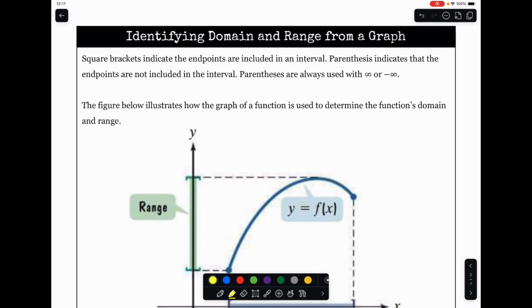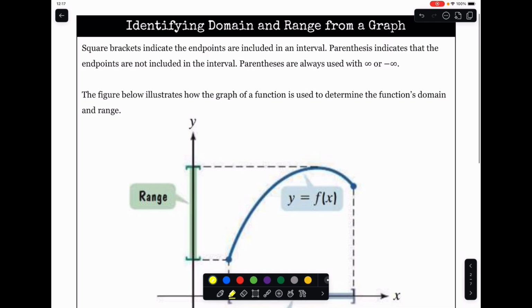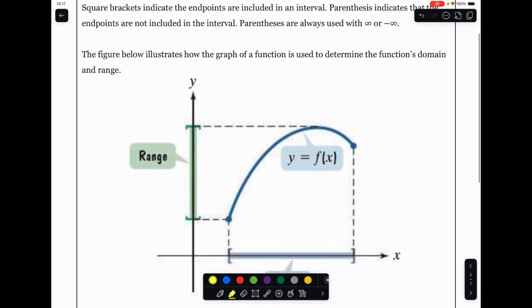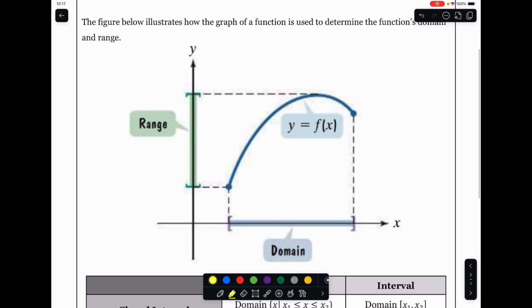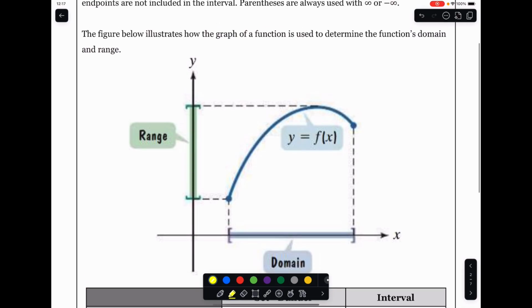In this video, identifying domain and range from a graph, we're going to use the skills that we acquired in the first video on how to use interval notation to identify the domain and range. So the figure below again illustrates how the graph of a function is used to determine the function's domain and its range. And we're not necessarily just focused on functions, we're also going to look at relations and identify the respective domain and range.